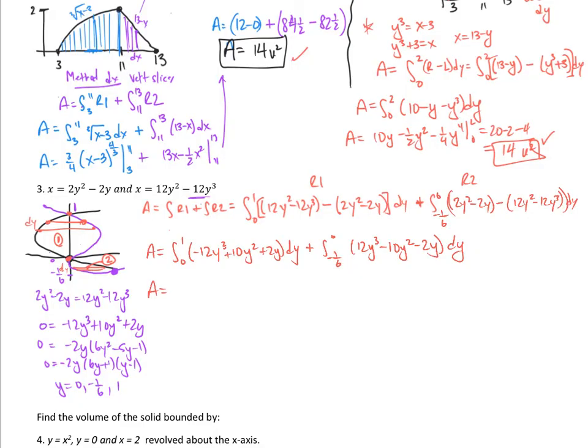All right. Let's go ahead and integrate all this and see what we end up with. So, integrating this side, you're going to end up with negative 3y to the 4th plus 10/3 y cubed plus y squared from 0 to 1. Plus, integrating the other one, you're going to end up with something similar, but again with opposite signs. So this will be 3y to the 4th minus 10/3 y cubed minus y squared on the bounds from negative 1/6 to 0.